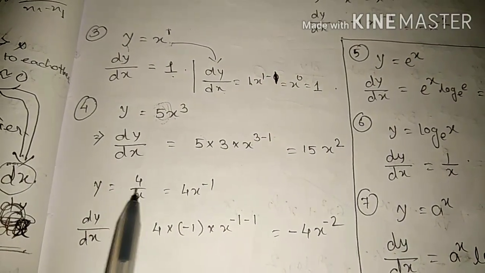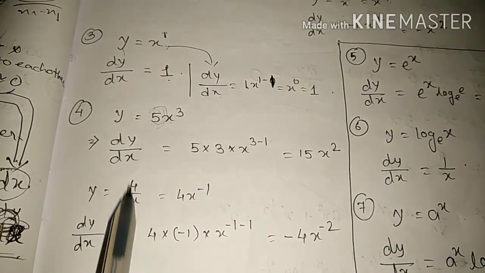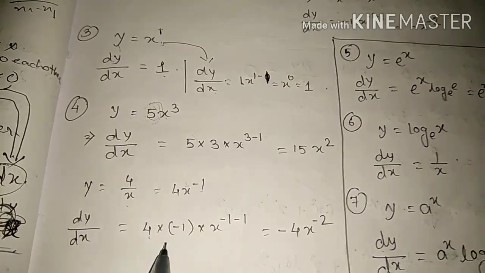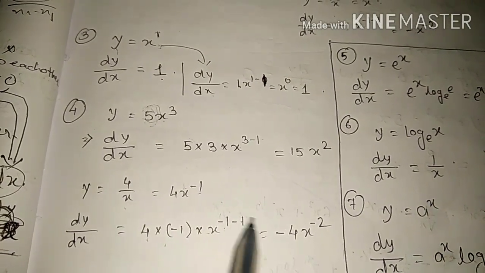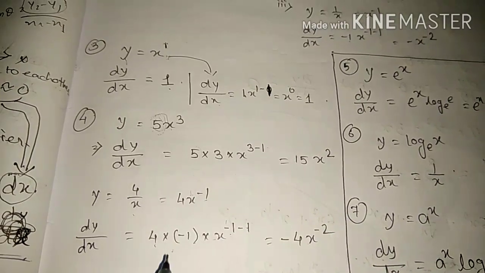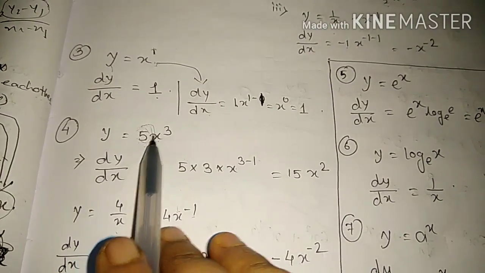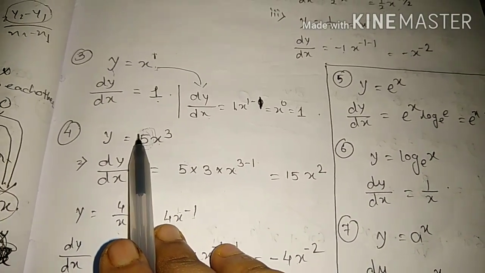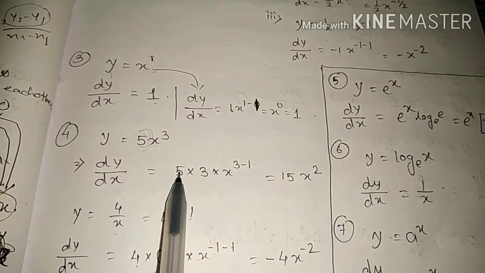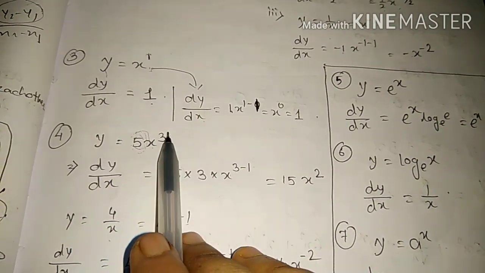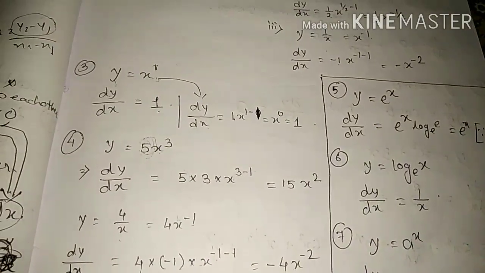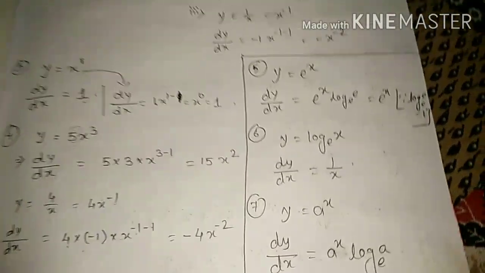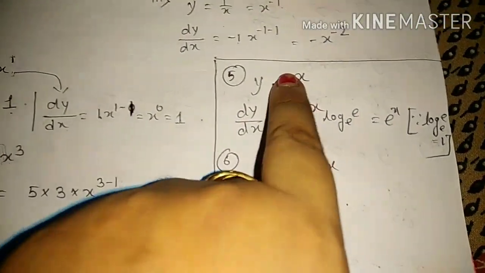Or if you have y equals 4 by x, so 4 into x to the power minus 1, so 4 times minus 1, x to the power minus 1 minus 1, so minus 4 x to the power minus 2. If any numerical value is there, there is no change in the numerical value. Whatever the numerical value, you write it first, then you just differentiate the x term, or whatever the variable term.